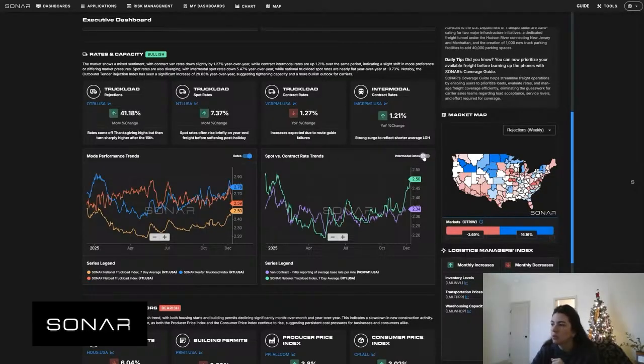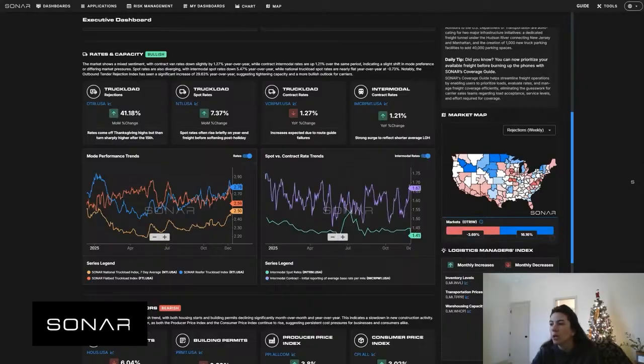And you can also toggle this to intermodal, again, to keep track. One, if you already operate in that space, but if not, seeing how that's trending so you know how it's going to affect you in the truckload space. We all know as intermodal gets cheaper, if your freight's not as time sensitive, shippers may favor that mode, especially if they have a pretty consistent provider that they're working with.